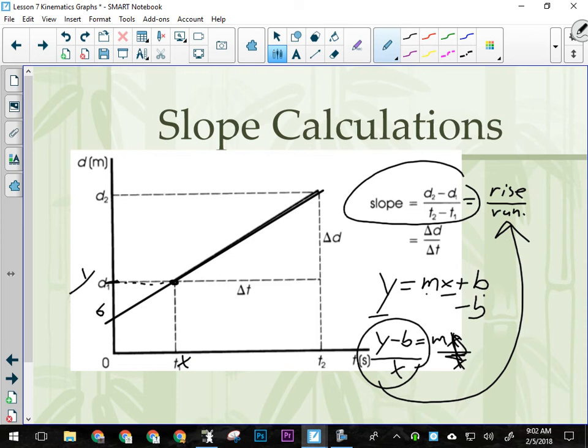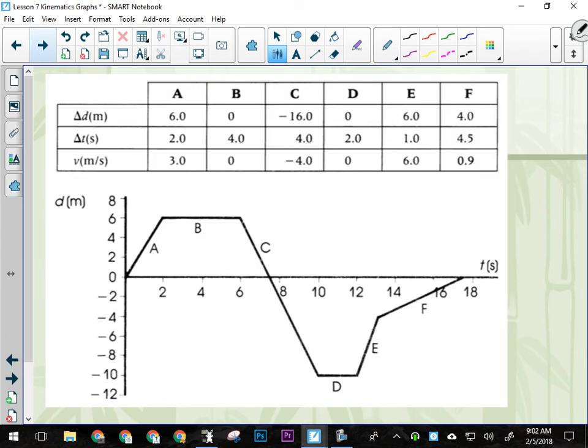I'm taking Y2 minus Y1 over X2 minus X1. It just happens that X1 is 0. So it's the same formula, right? Same formula, just once I have slope, I can do a lot more with it with y equals mx plus b. How many people learned y equals mx plus b last year? So, position versus time graph. What is happening in part A of this graph?